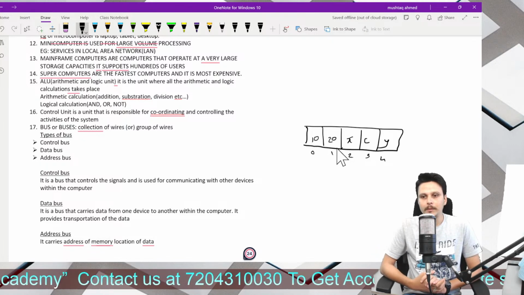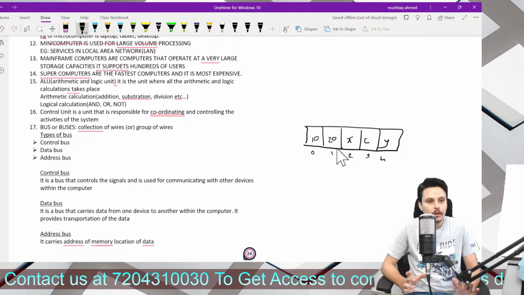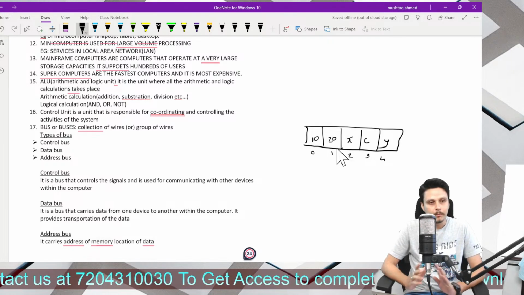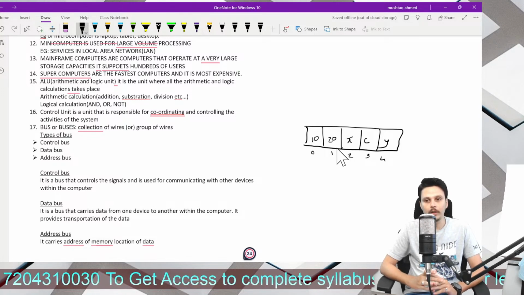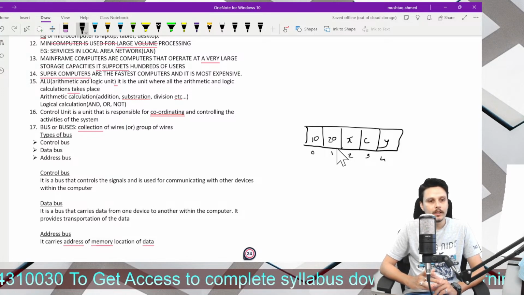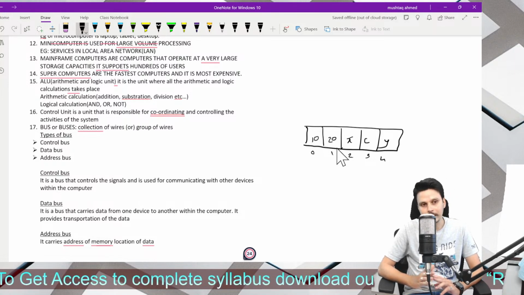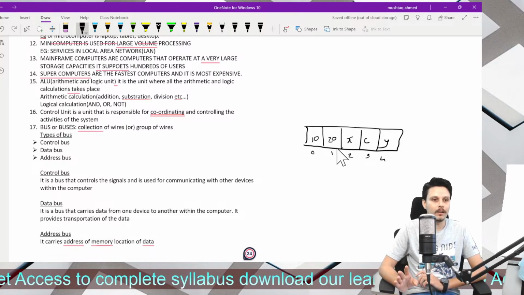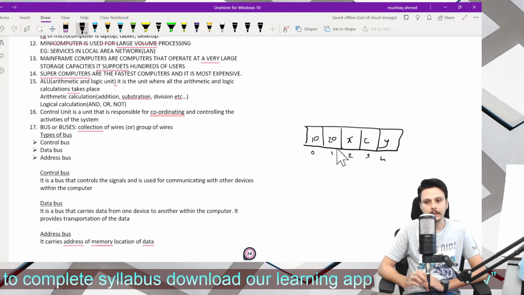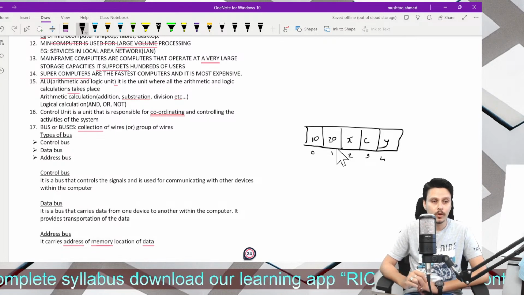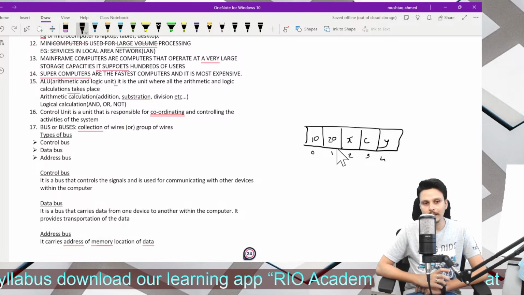I repeat all three buses. Control bus. Control bus is used for controlling the communication between devices, but those devices should be within the system. System here means computer. What does data bus do? Data bus transports the data from one device to another devices. It provides the transportation of the data. Which bus provides the transportation of the data? Data bus. What does address bus do? Address bus carries the address of the memory location of the data.